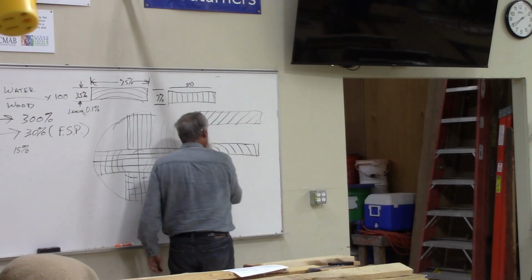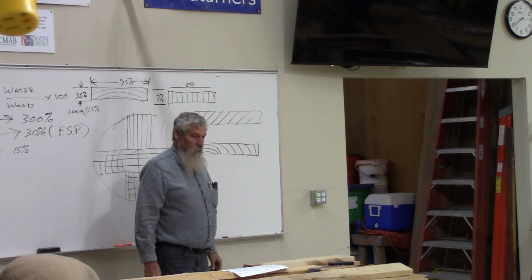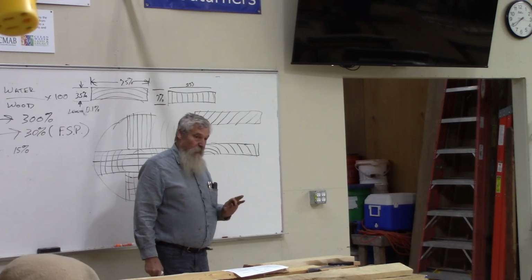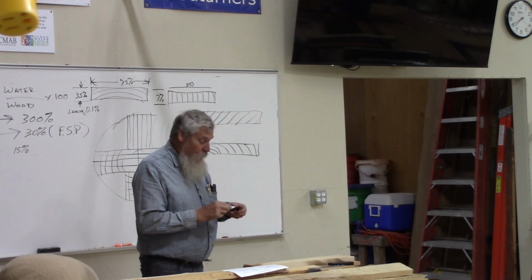So you got rift over here and you got plain over here. And sometimes you want to look for that type of grain on the end grain to meet what you want to do.